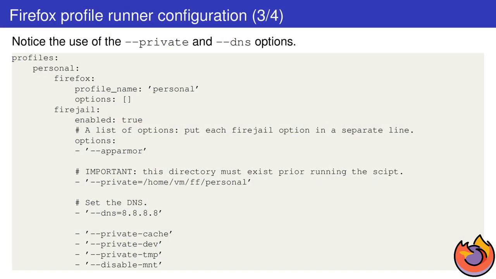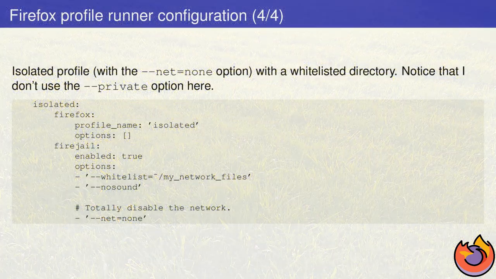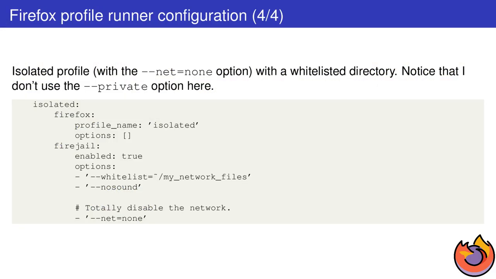Here we see the personal profile with several important options. In these profiles, you can use the whole range of Firefox and Firejail options, one for each line. To set a private home, there is a private option, while to set the DNS server, you can use the DNS option. For the server profile, however, I disabled the network access and added a whitelisted directory.